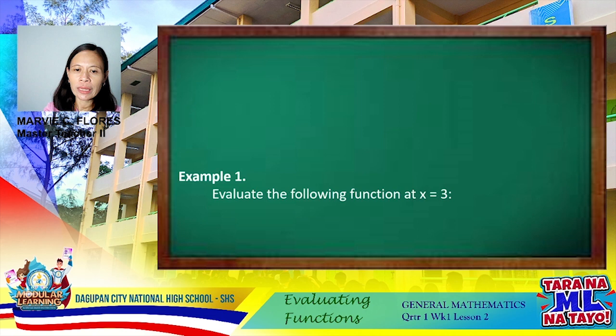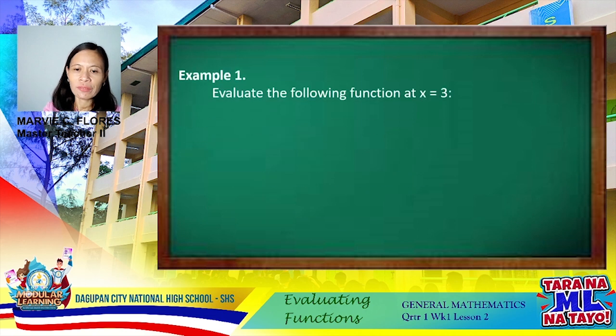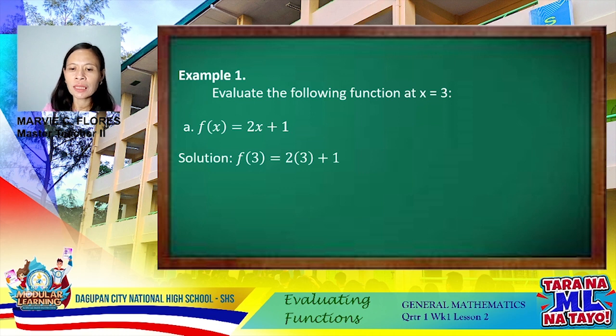So, let's have example number 1. Evaluate the following functions at x equals 3. For letter A, f of x is equal to 2x plus 1, where x is equal to 3, we're going to substitute it. So f of 3 is equal to 2 times 3 plus 1. And 2 times 3 is equal to 6, plus 1, that is 7. 7 is the value of the given function.